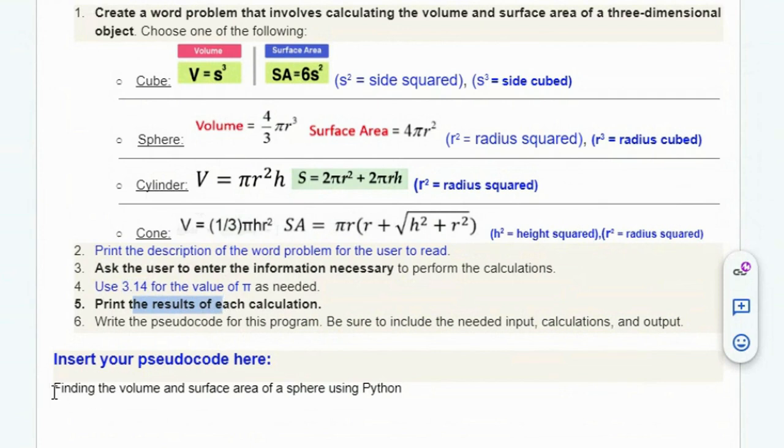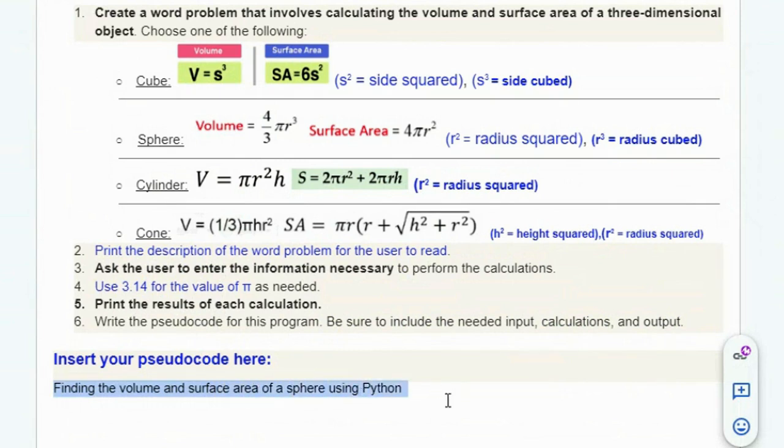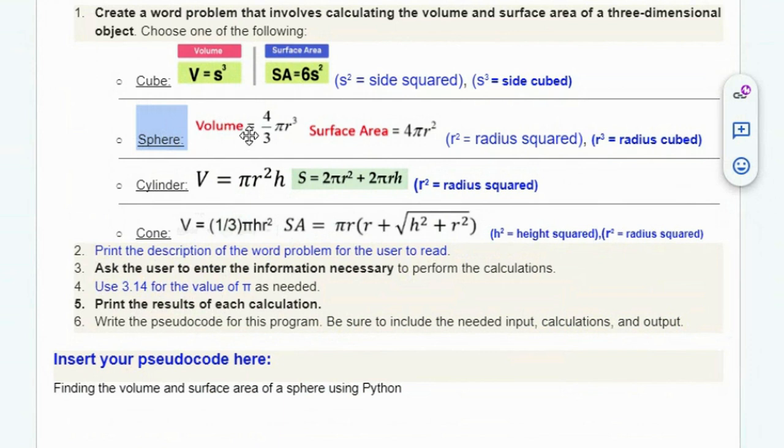So your pseudocode is pretty simple. Finding the volume and surface area of a sphere using Python. All right. It could be a little more detailed, like, okay, so I would have to use this formula and use this formula since I'm using a sphere. But so volume and surface area. So that means you're on the sphere. So you're using the 4/3 pi r to the third and the 4 times pi times r squared equations.